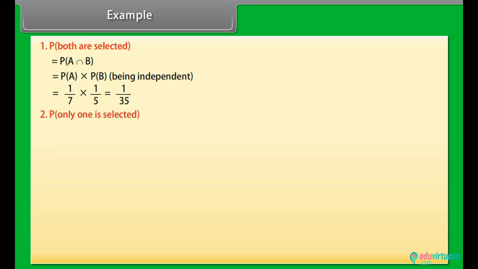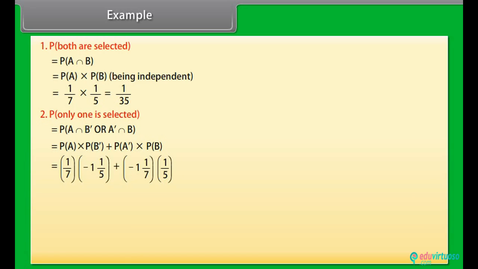2. Probability that only one is selected is equal to probability of A intersection complement of B or complement of A intersection B, which is equal to probability of event A into probability of complement of event B plus probability of complement of event A into probability of event B, which is equal to 1 by 7 into (1 minus 1 by 5) plus (1 minus 1 by 7) into 1 by 5, which is equal to 4 by 35 plus 6 by 35, which is equal to 10 by 35, which is equal to 2 by 7.